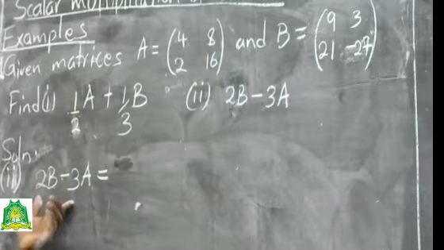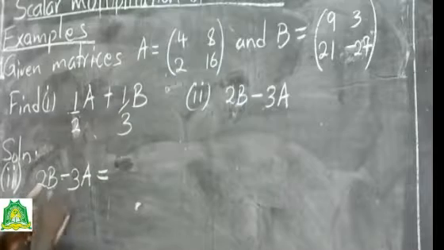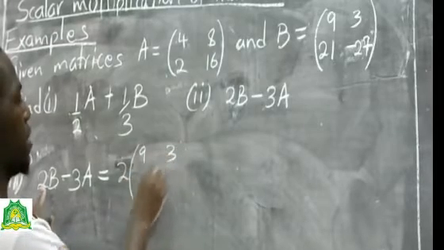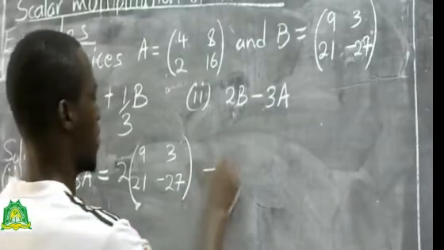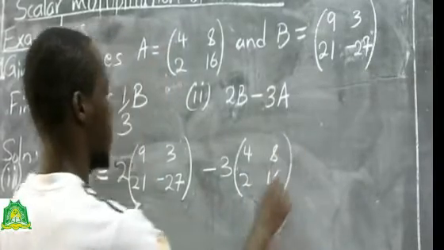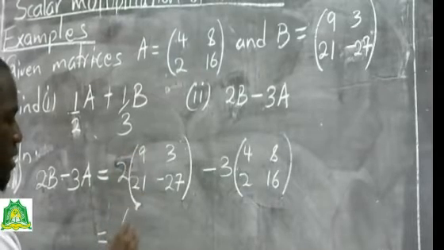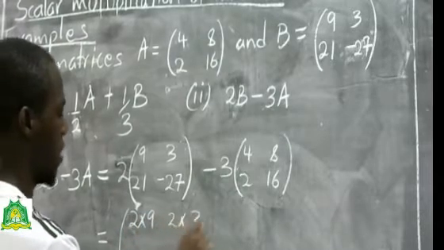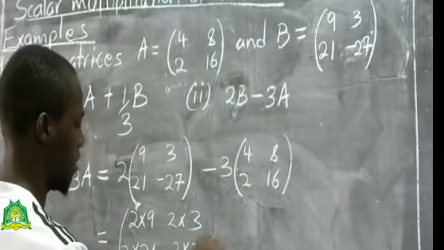So this one here, 2B minus 3A. So I'm going to first substitute my matrices there. 2 matrix B is 9, 3, 21, negative 27. Then minus 3, my matrix A is 4, 8, 2, 16. Then I'm going to first multiply them there. 2 times that, that's going to be 18. 2 times 9, 2 times 3, 2 times 21, 2 times negative 27.